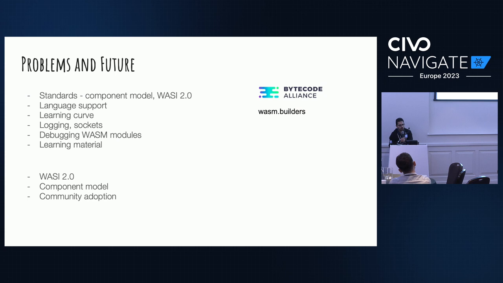Some of the problems, yes: because of the security standard, it's moving a bit slower, but it's actually moving faster now because of the push from the community, who want to use it in production. So the Bytecode Alliance is forced to take decisions faster than they were taking before. Now that's only my opinion. People can disagree over there.